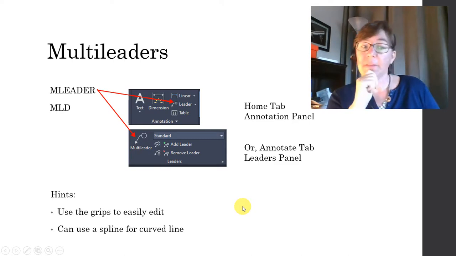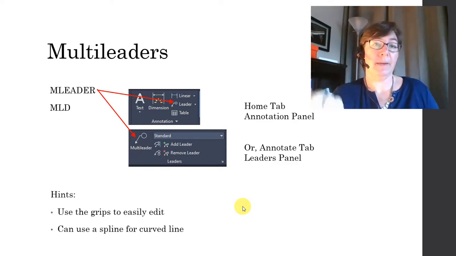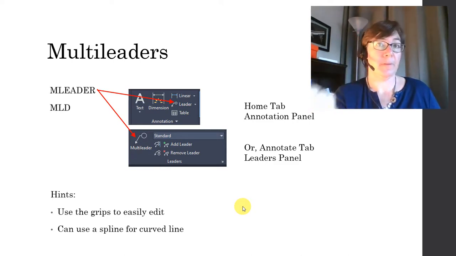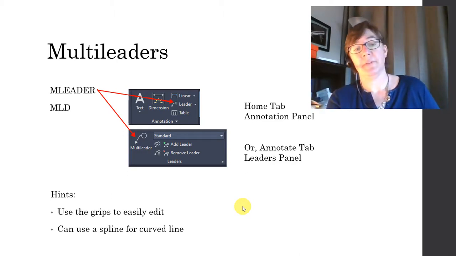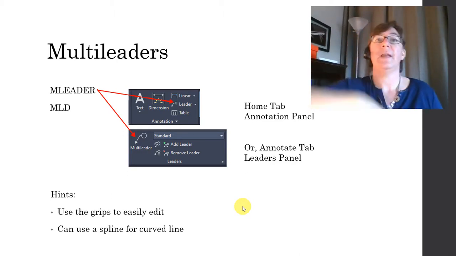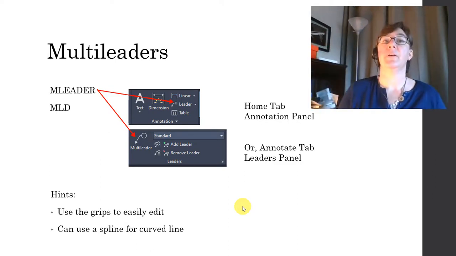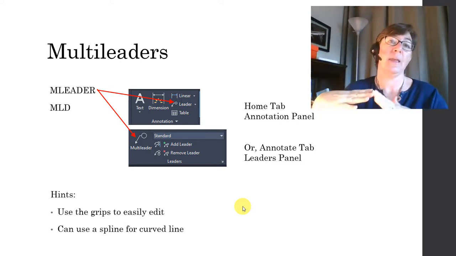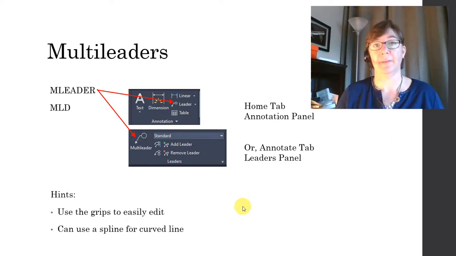Once you've placed a multileader, you can use the grips to easily edit it. And one of those options, interestingly, is to create a spline or a curved line instead of the angular lines, if you prefer that for your leaders.